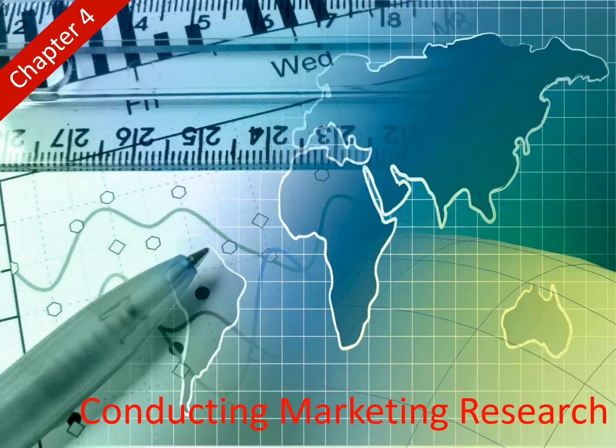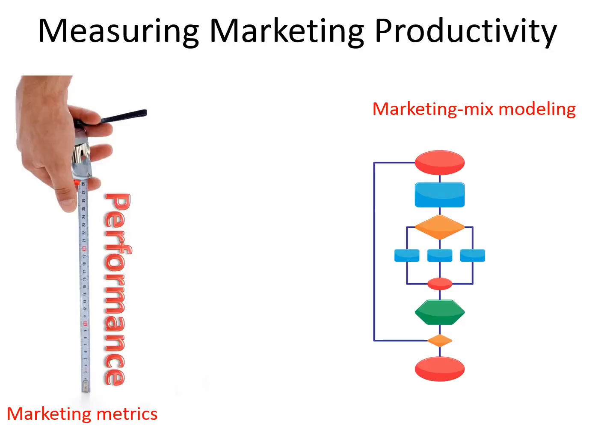Hello everyone. In the first portion of the chapter, we discussed the basic principle of conducting marketing research. Now the second portion of this chapter, which is the last portion of conducting marketing research, is related to measuring marketing productivity. There are several ways to measure marketing productivity. The most common and the most discussed ways are marketing metrics and marketing mix modeling.